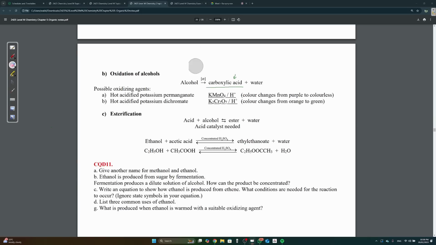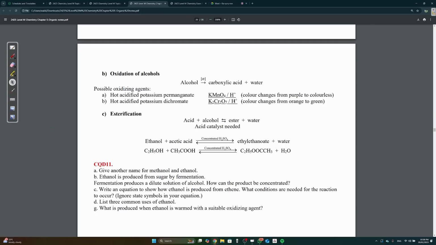Okay, the carboxylic acid has the formula CnH2n+1COOH, which we're going to cover in a bit, don't worry. But you need to know this reaction as well. It needs to be in the presence of an oxidizing agent, such as KMnO4 or K2Cr2O7, sorry. Okay, you need to know the colors.